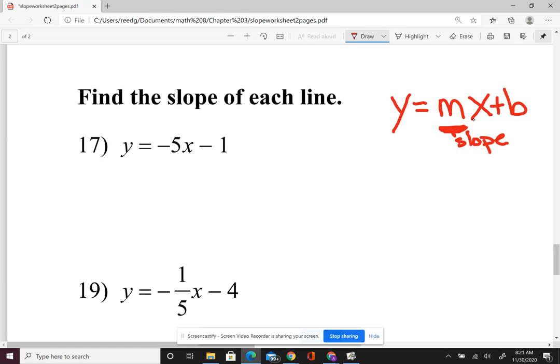So if we look at 17, y equals negative 5x minus 1. Here's my x. The number right in front of it is my slope. How easy is that to find the slope when it's solved for y? Pretty easy? Yes, okay. That definitely cleared things up. Thank you.